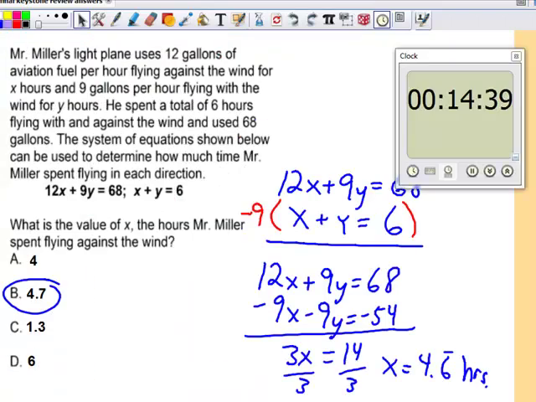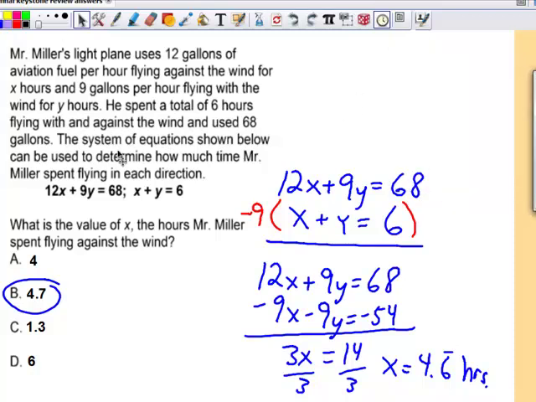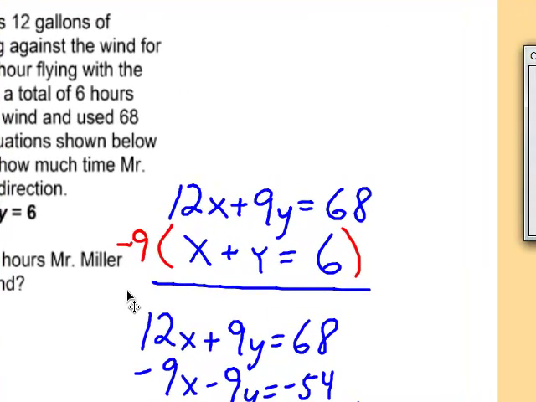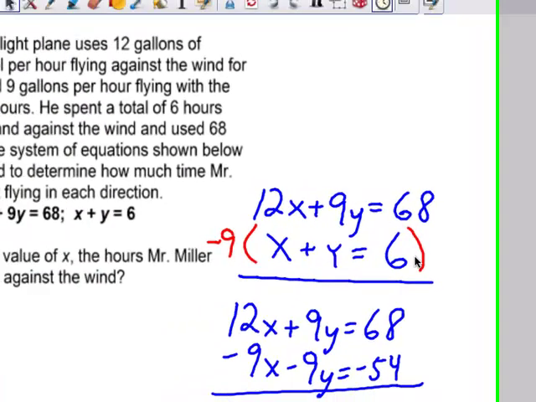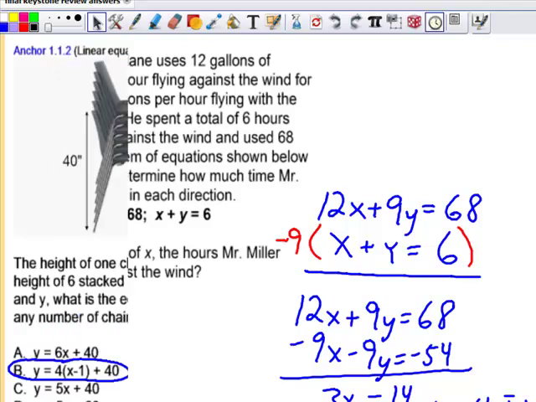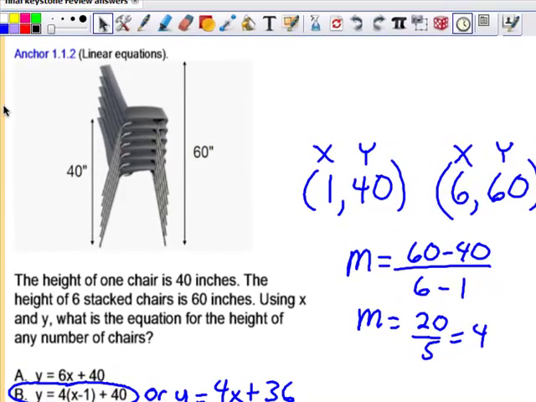This next one is a system. Let me move my timer over here off to the side. Again, they give you the system, they set it up for you. They could have made you set up the system yourself, but they were nice enough to give you the system. You just need to know how to solve a system. So I used the elimination method. You can see all my work, and I was able to solve for X and get the answer, which is B.